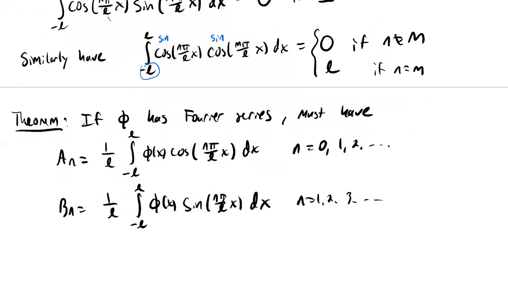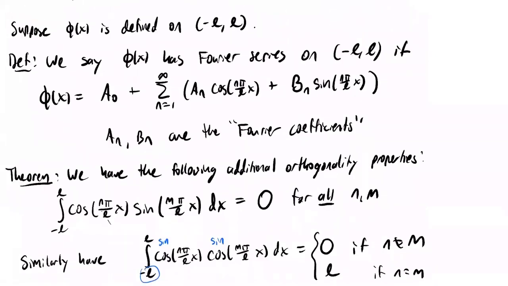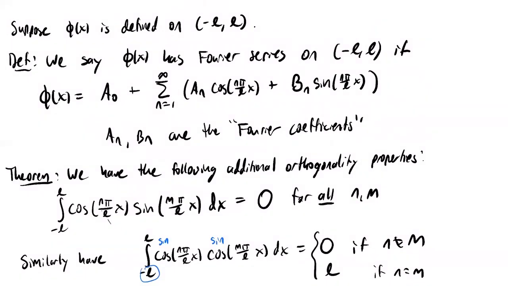Right, and so these are exactly the formulas we had from the respective cases of cosine and sine series. And so they reappear here when you look at the full series combining these two things.